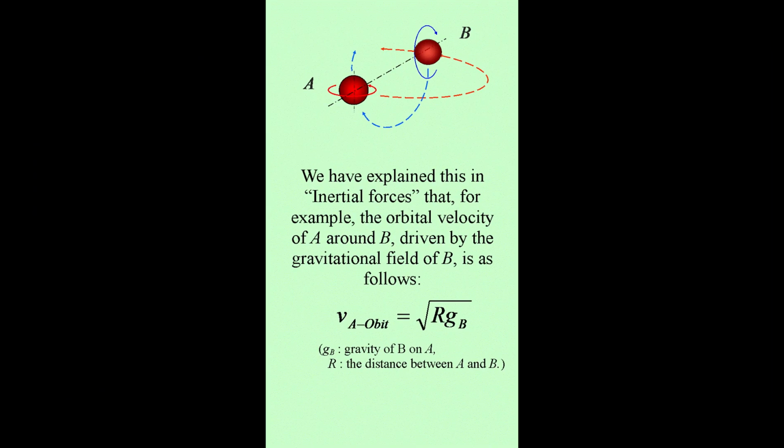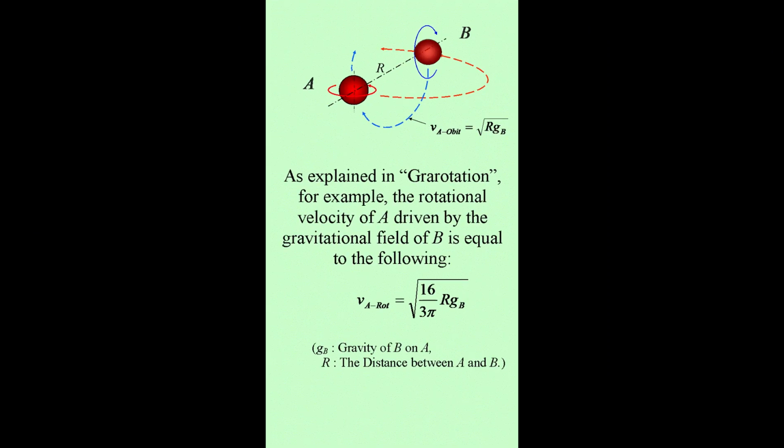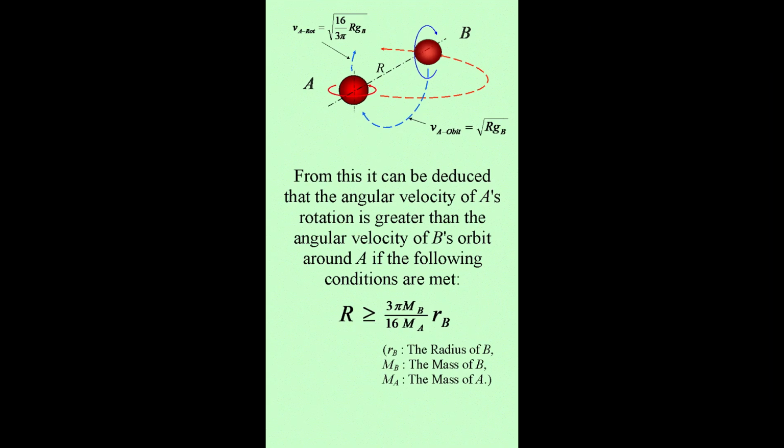We have explained in inertial forces that, for example, the orbital velocity of A around B, driven by the gravitational field of B, is as follows. As explained in rotation, for example, the rotational velocity of A driven by the gravitational field of B is equal to the following. From this it can be deduced that the angular velocity of A's rotation is greater than the angular velocity of B's orbit around A if the following conditions are met.